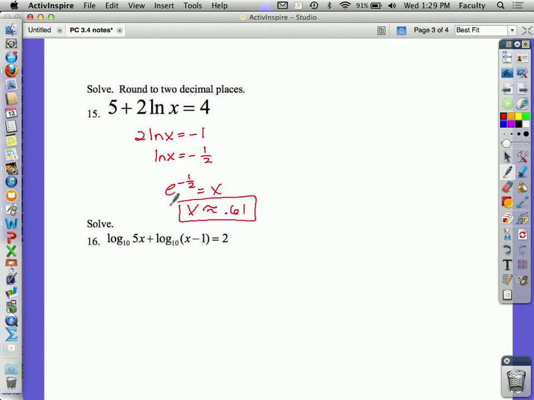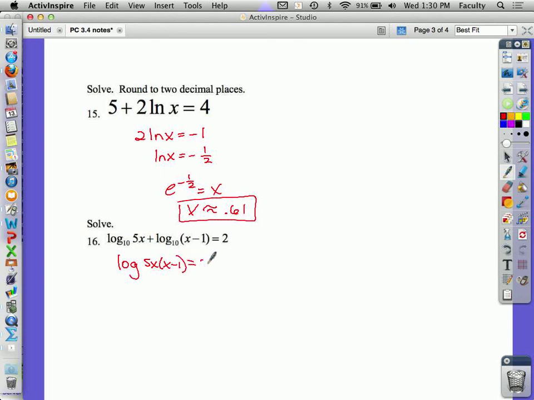All right, number 16. I have log 5x plus log x minus 1 equals 2. All right, I cannot set their insides equal, and I cannot get one log on each side. If I subtract a log, I've got 2 minus a log. So again, I'm stuck. Thinking back to what we did in the previous section, what might we be able to do here? Condense. Good job.